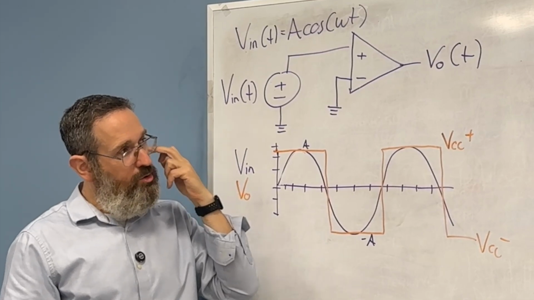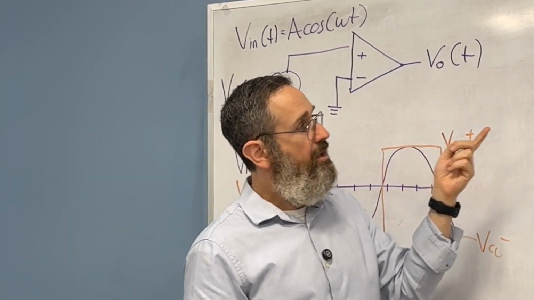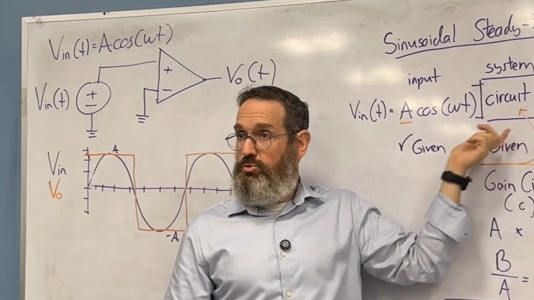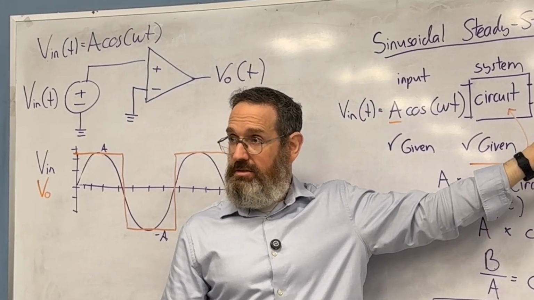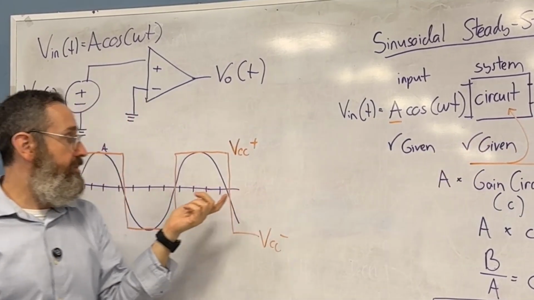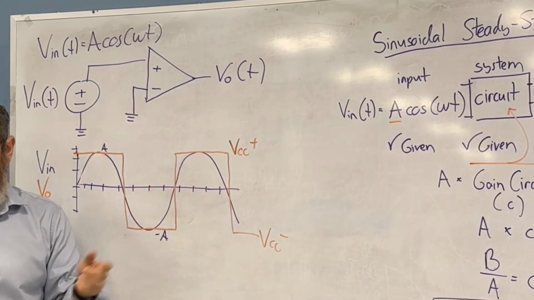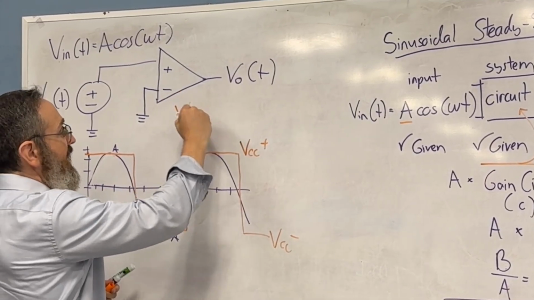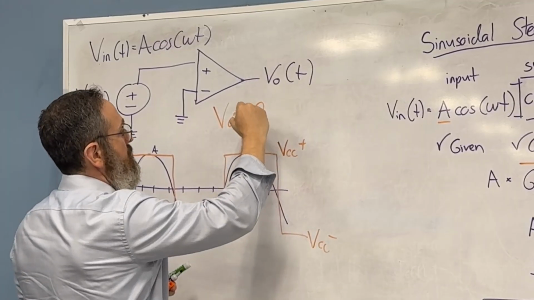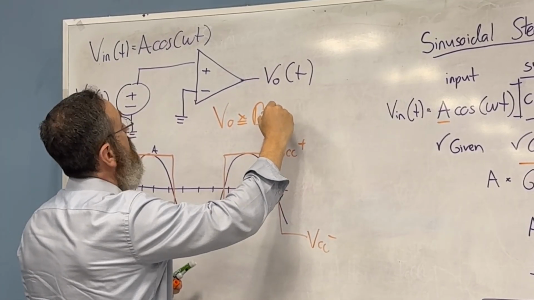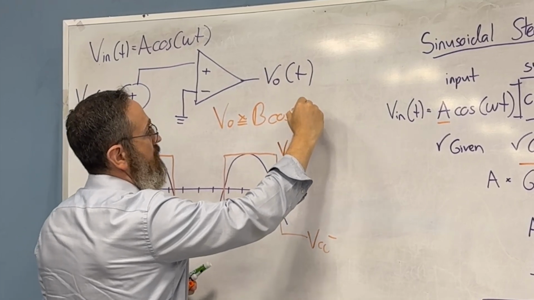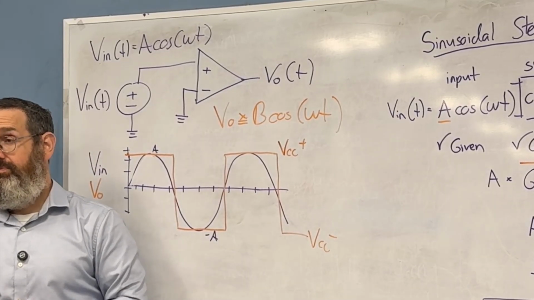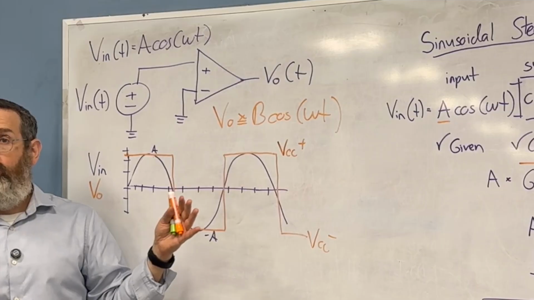But sinusoidal steady-state analysis says that when the input is a sinusoid, the output is a sinusoid. That is the rule of sinusoidal steady-state analysis. But in this case, the input is a sinusoid, but the output is not a sinusoid. V out does not equal B cosine of WT. It's not a sinusoid at all. Is that clear?